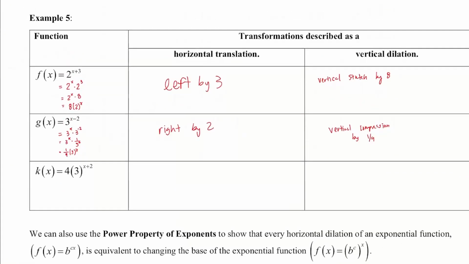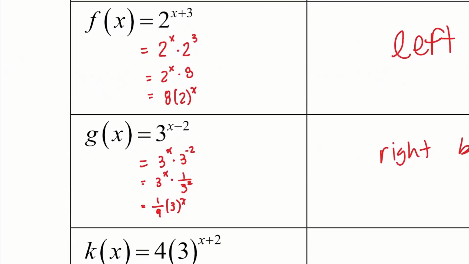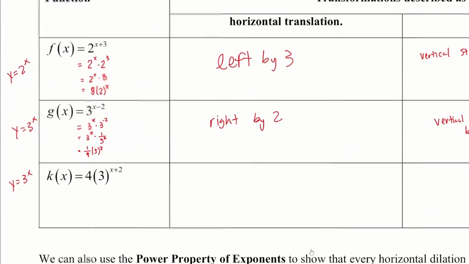All right, one last example. So far, I've been assuming, and I want to let you know, that the parent function here is y equals 2 to the power of x, as well as this one being y equals 3 to the power of x. Let's continue with this problem where the parent function is y equals 3 to the power of x, so my answer at the end is concise. With that being said, let's determine my horizontal translation.